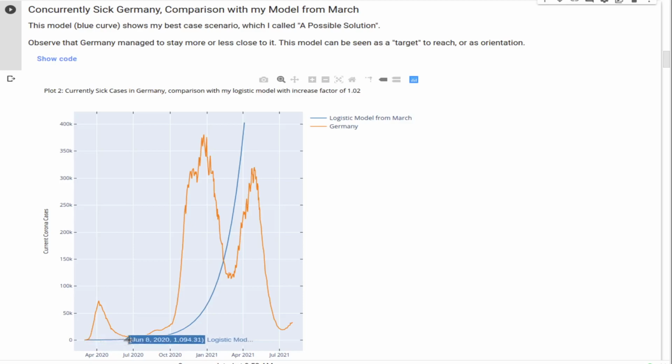So this was my forecast, which I also called a possible solution, because it shows how this virus would spread in a way that we can contain it. That's why I called it a possible solution. And you can see that the real number of concurrently sick more or less follows my solution curve. And that is because we had those lockdowns, those countermeasures. So when there was too much growth in the virus spread, then we had the countermeasures.